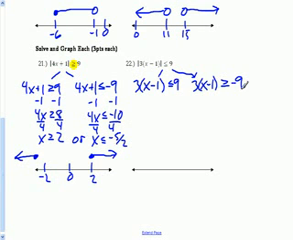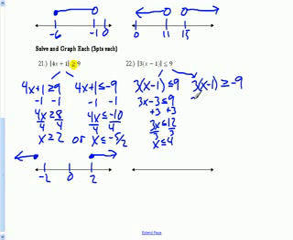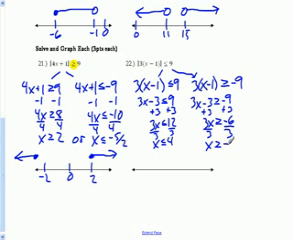Now I solve each. Over here I'm going to distribute, so that's 3x minus 3 is less than or equal to 9. I add 3 to each side, so I get 3x is less than or equal to 12. I divide each side by 3, and I get x is less than or equal to 4. Over here I distribute, that's 3x minus 3 is greater than or equal to negative 9. I add the 3 to each side, so I get 3x is greater than or equal to a negative 6. I divide each side by 3, and I get x is greater than or equal to a negative 2.